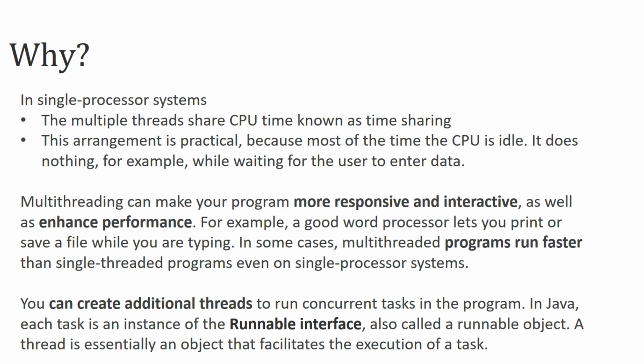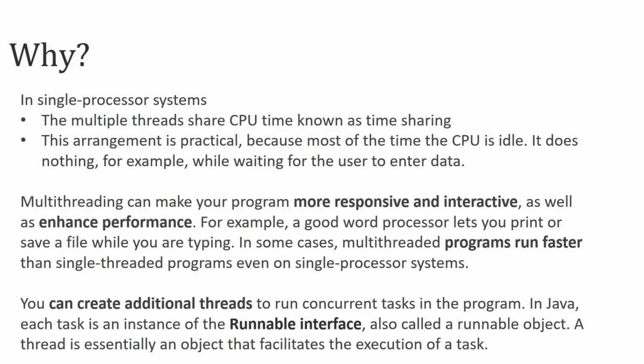For example, a good word processor lets you print or save a file while you are typing. In some cases, multi-threaded programs run faster than single-threaded programs or even single-process systems. So these are things you have to include if you are asked in an exam or an assignment about these questions. Why should we deploy or use multi-threading or concurrency? What is the point of having concurrent systems?